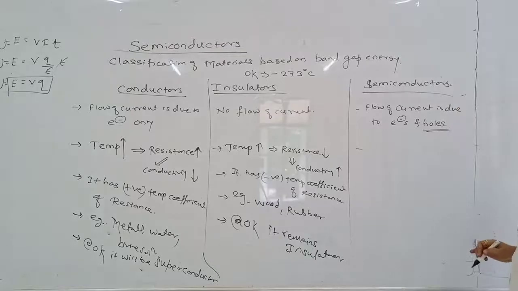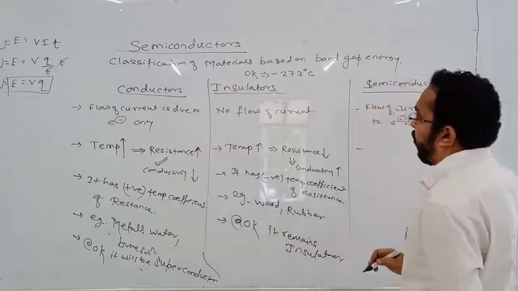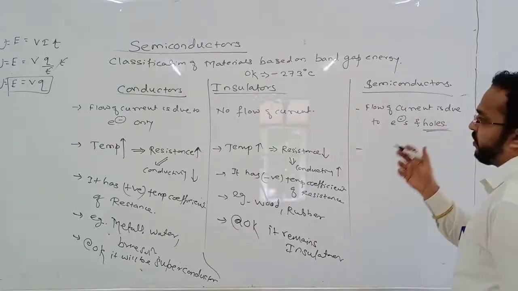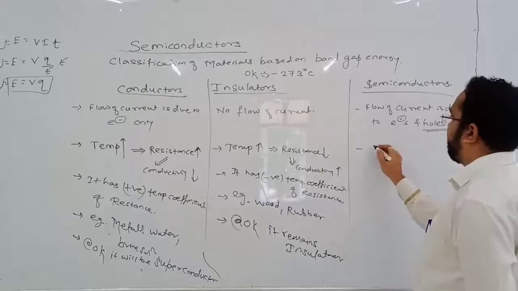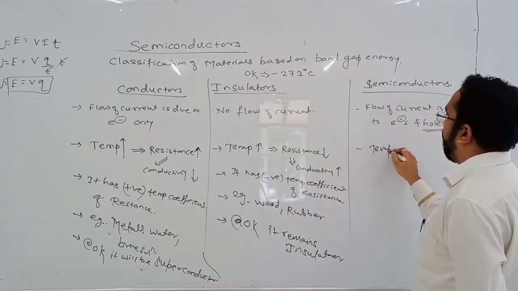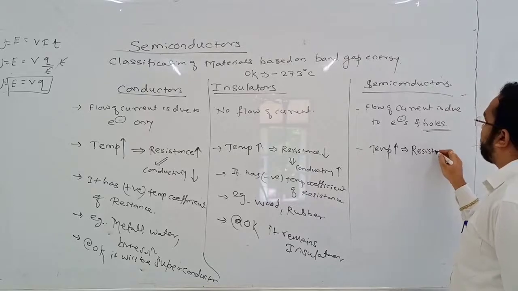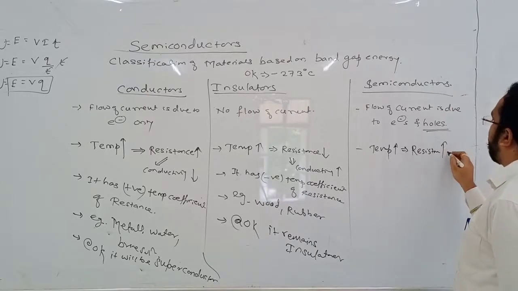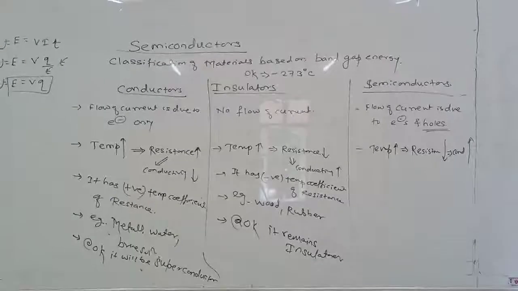Here flow of current is due to electrons and holes. Okay, this is the first characteristic. Second one, as temperature increases, resistance will decrease, which leads to conductivity increase. Here also as temperature increases resistance decreases.